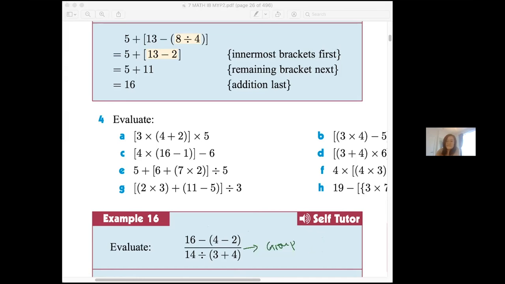Wait, are they on a fraction bar? Yes, the horizontal line in the middle, fraction bar.